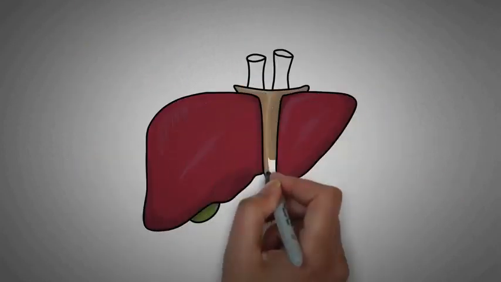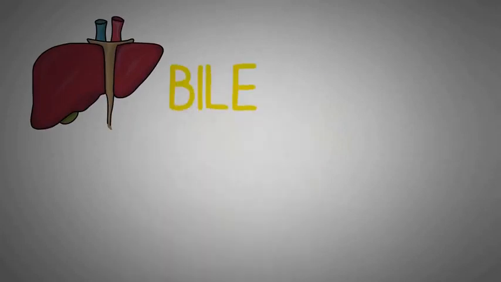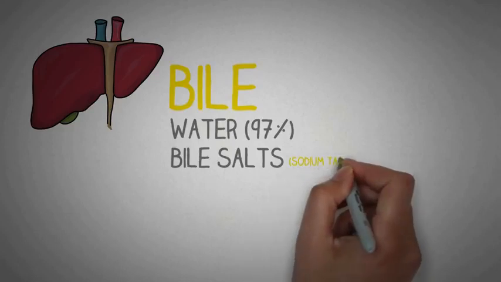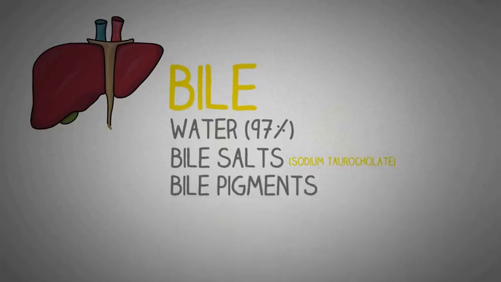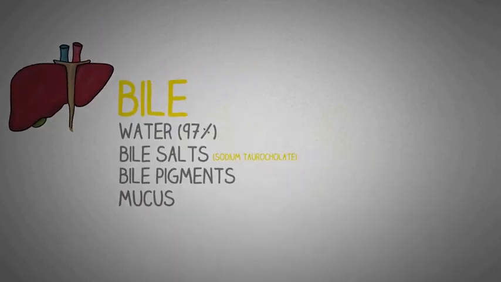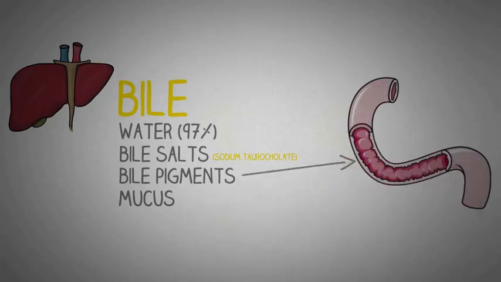The liver, which is a vital organ of the digestive system, produces bile, which consists of water 97%, bile salts, bile pigments, and mucus. These secretions are delivered to the duodenum via the common bile duct.